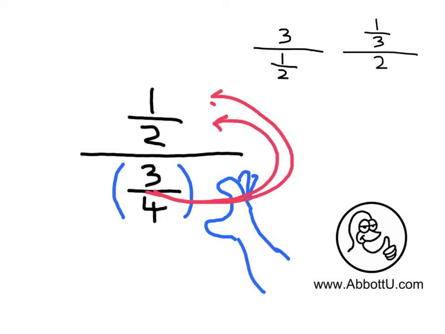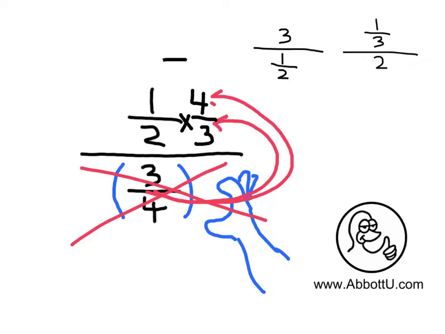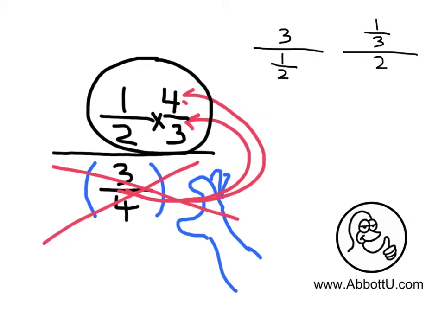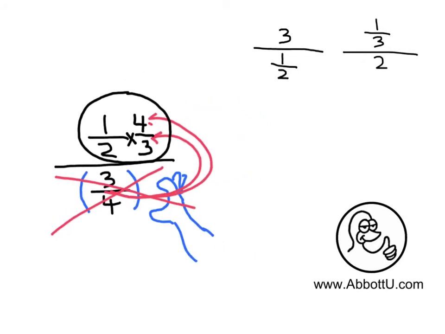What do I mean by smashing? You're just flipping it upside down and multiplying it to the numerator. So 3/4 flipped over is 4/3, and we will be multiplying those two together. After I do that, I completely forget about the bottom and focus only on the situation up here. Multiplying fractions is pretty easy: you multiply the numerators straight across, and multiply the denominators straight across.